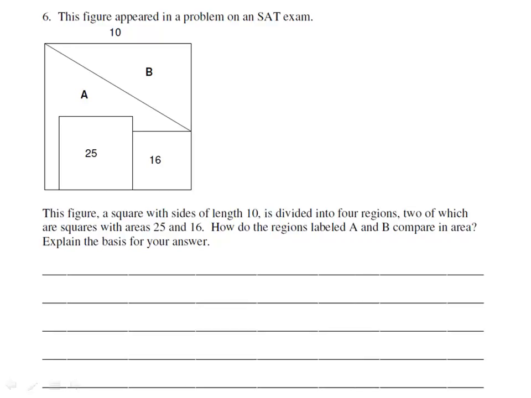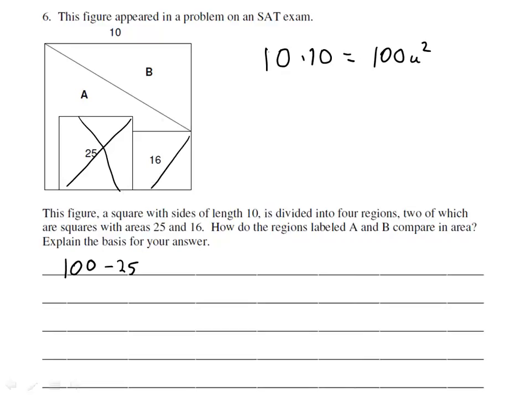Alright, first we'll figure out the area of the whole square. It's a 10 by 10 square. So obviously, the entire thing is 100 units squared. Alright, so we've got 100 units, and then we've got this one that's 25, so we're going to subtract that out. And then we got one that's 16, so let's subtract that out, and you see that that leaves 59 units squared. So region A and region B together have an area of 59 units squared.